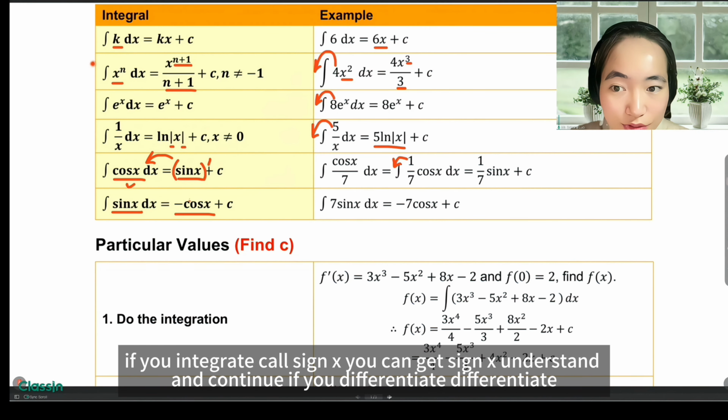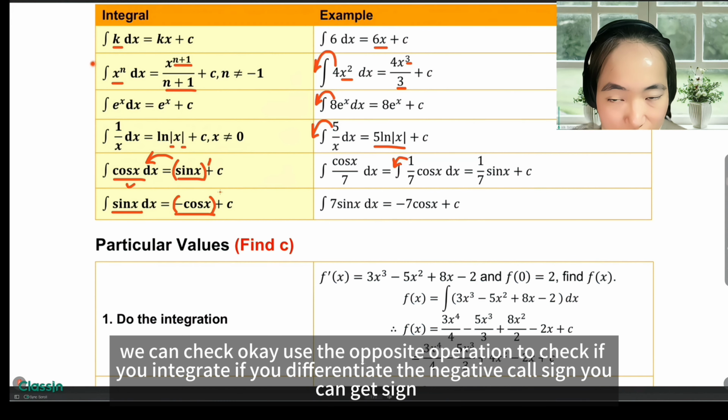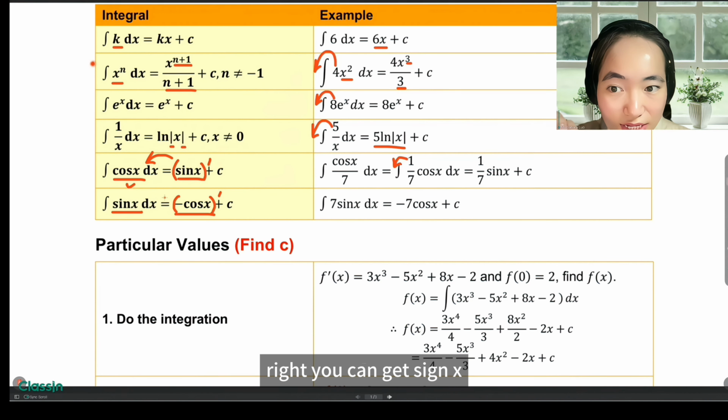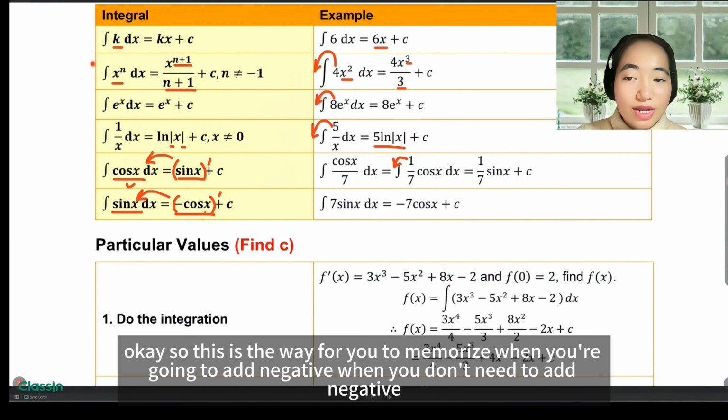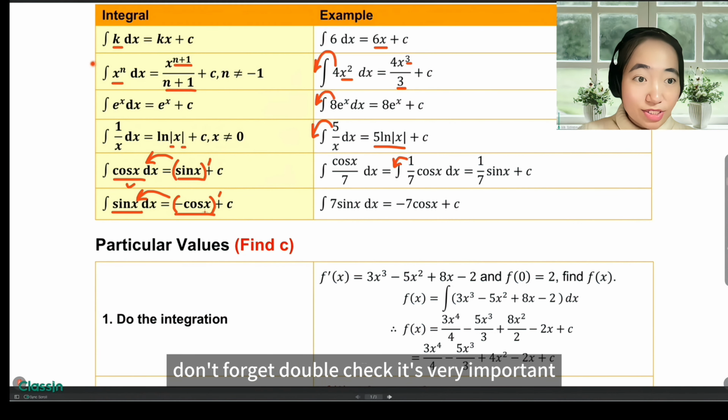Understand? And continue. If we differentiate, we can check, okay, use the opposite operation to check. If you differentiate the negative cosine, you can get sine, right? You can get sine x. Okay, so this is the way for you to memorize when you're going to add negative, when you don't need to add negative. Don't forget to double check, it's very important.